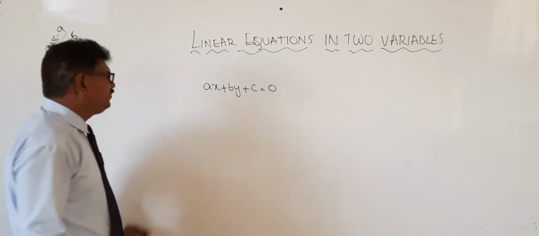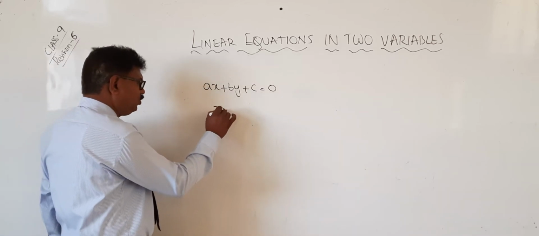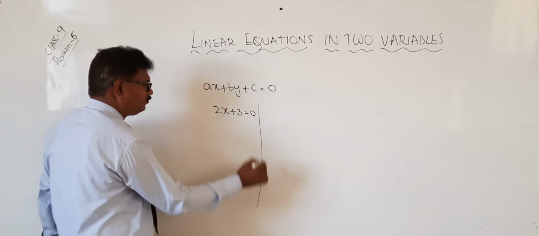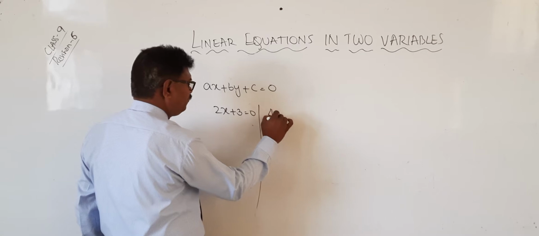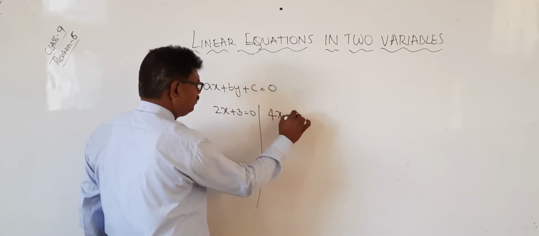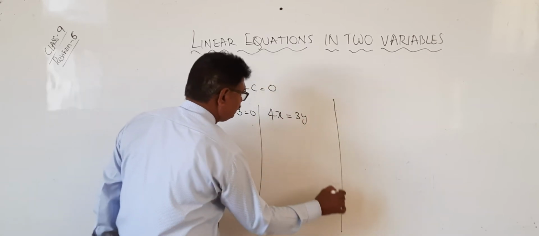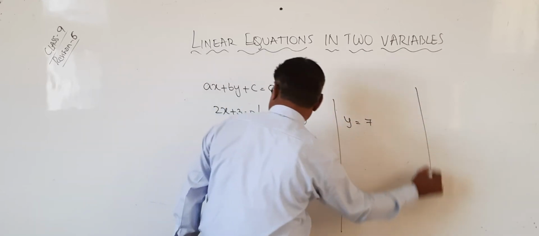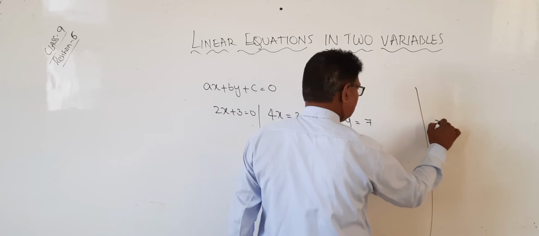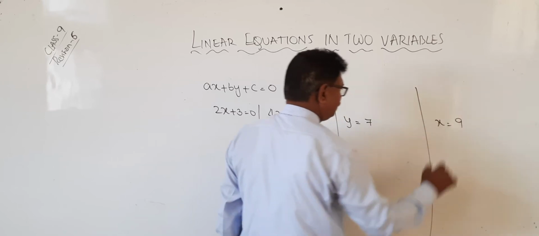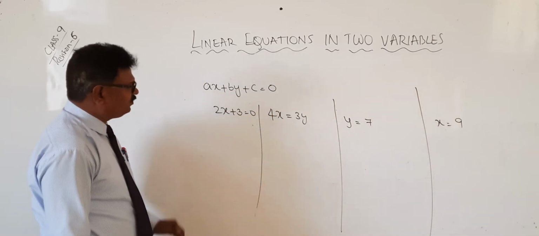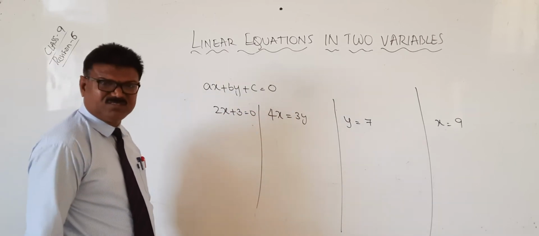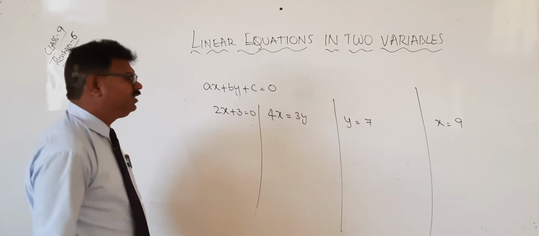Okay? See, for example, 2x plus 3 equal to 0. 4x equal to 3y. y equal to 7. x equal to 9. So we should write them in the standard equation. Okay? Very simple. So how to write?